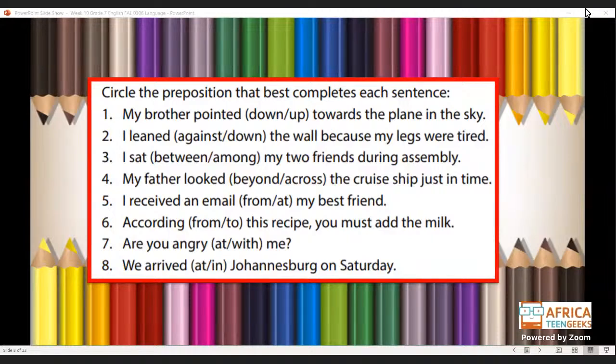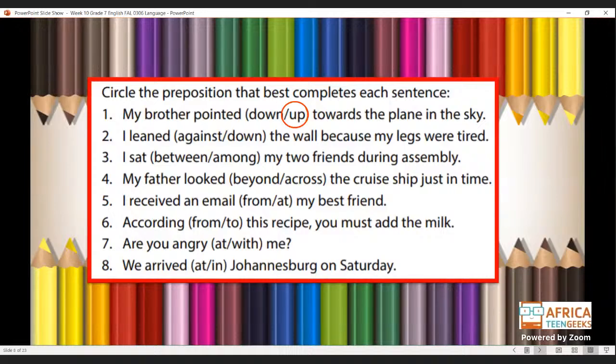Alrighty, here we go. Now you also got to check that I got it right, okay? You have to check that your teacher got it right. See if you're awake. Remember that. We all got to earn our pats here today. Yay, we got a patty pat pat. Awesome. My brother pointed up towards the plane in the sky. Good job, grade sevens. Well done. Right, let's do the next one.